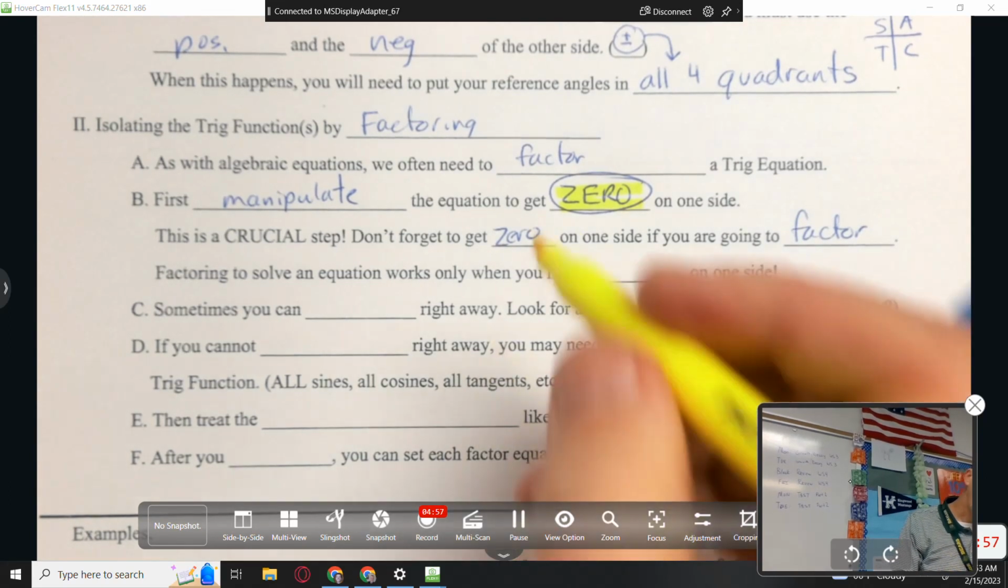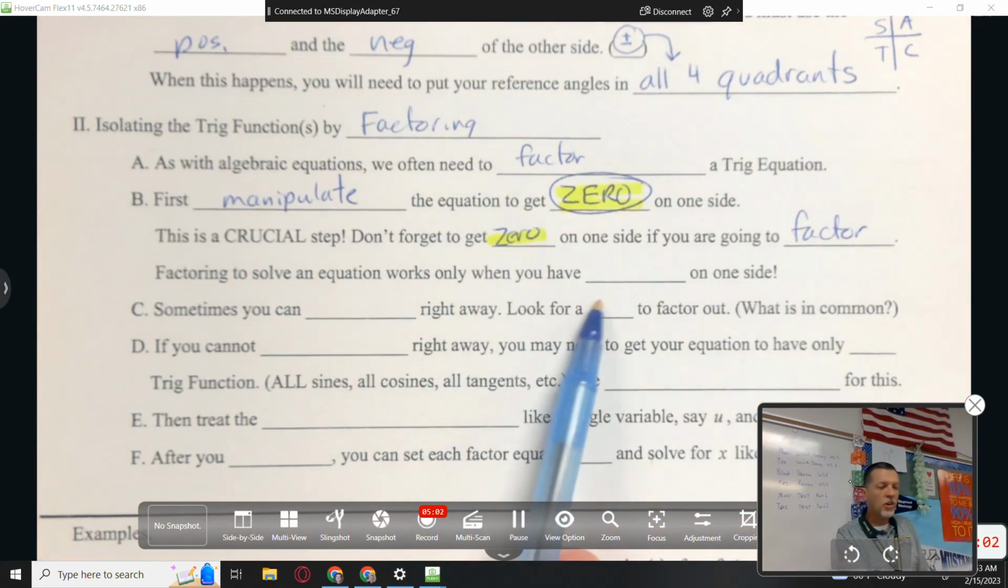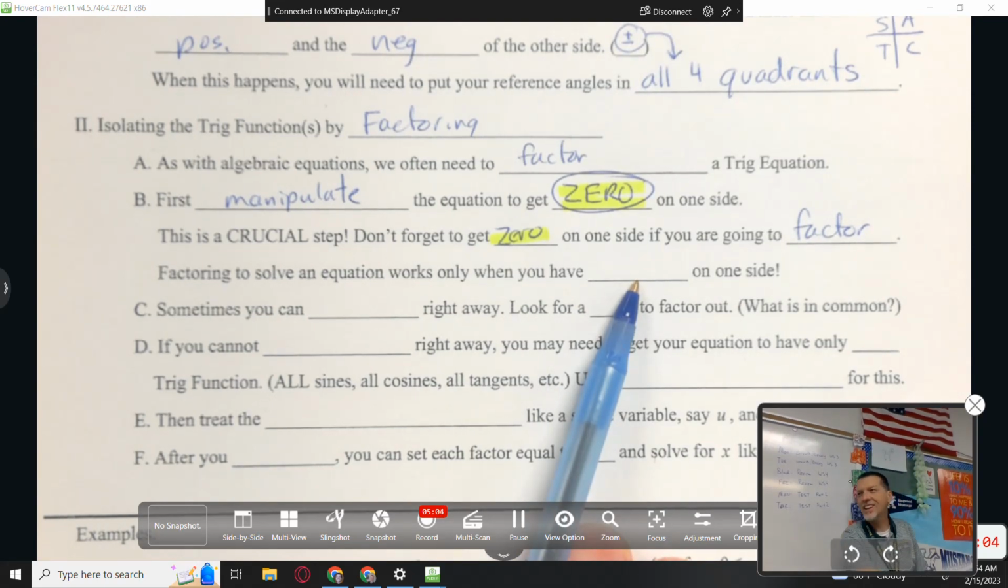Factoring to solve an equation works only when you have what on one side? 0.